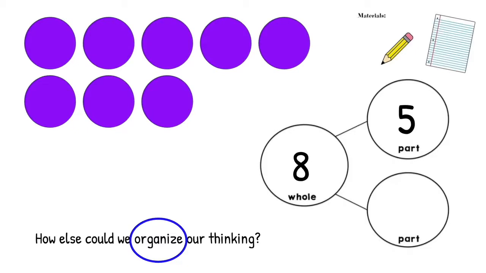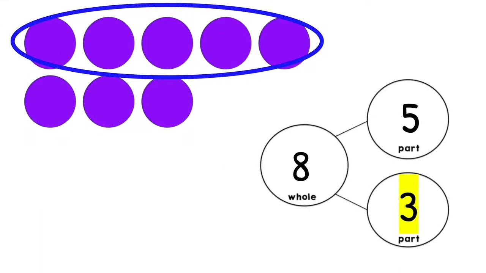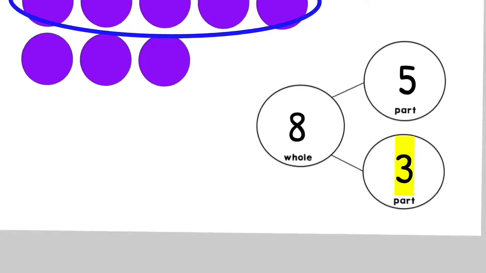How else could we organize our thinking? We could circle 5 to show that is one of our groups. And then what do we have left over? Yeah, we have 3 left over.